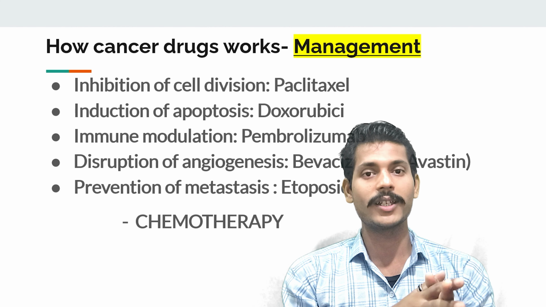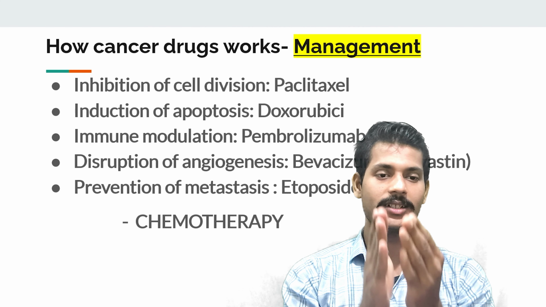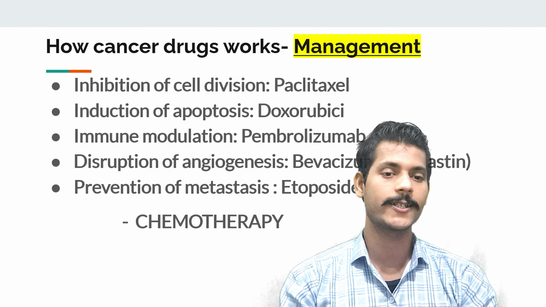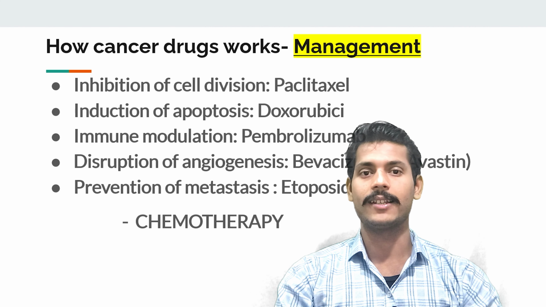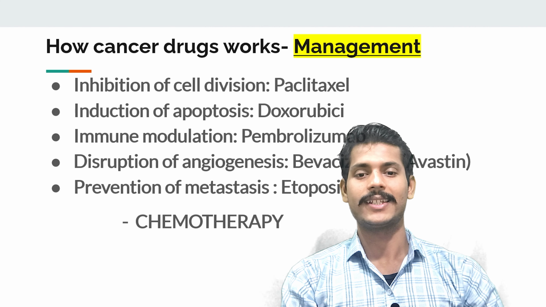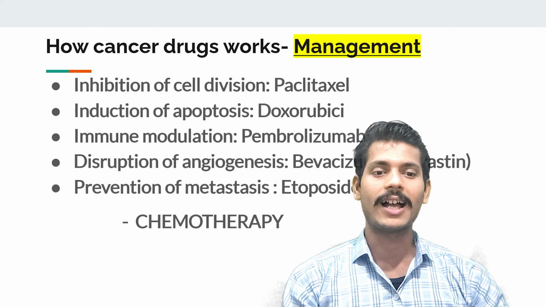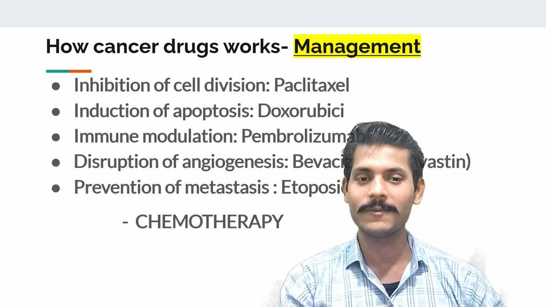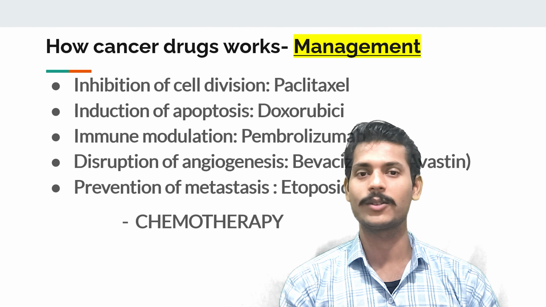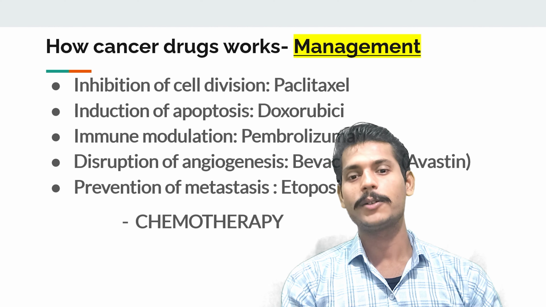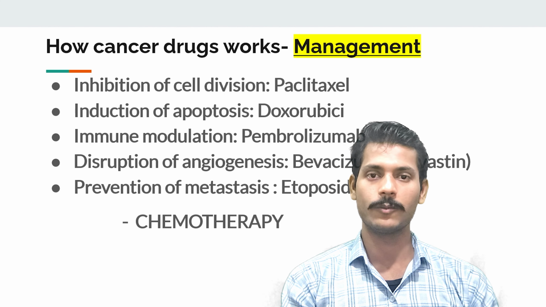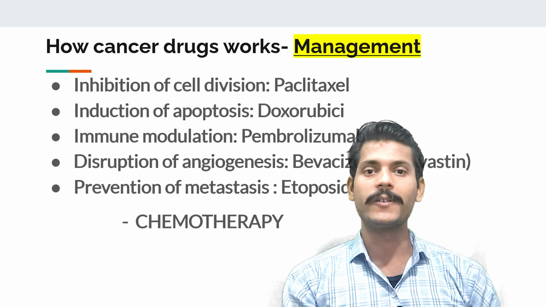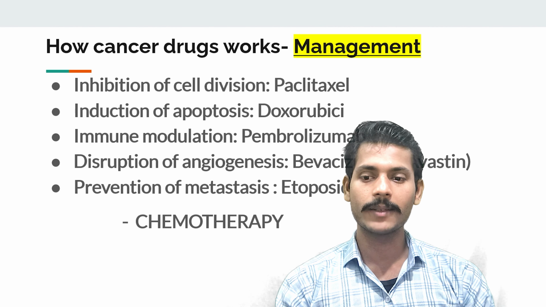This is done through the inhibition of cell division, and that is done by one class of drug called paclitaxel. Got it? I have a problem with the pronunciation, so it's good to cooperate with me and suggest. You can comment down. I will try to improve it. Fine. Now, another way to fight the cancer is to make them die.